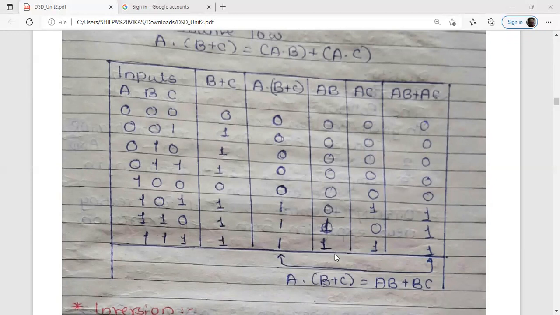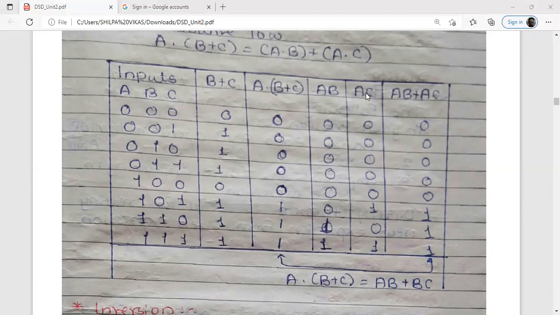Okay. So A dot B. Here the A dot B values are 0 because A is 0 four times, then B is 0 two times. So 4 plus 2, six times, one of the inputs is 0, and only 2 times both inputs are 1. So here I am getting 1 two times.